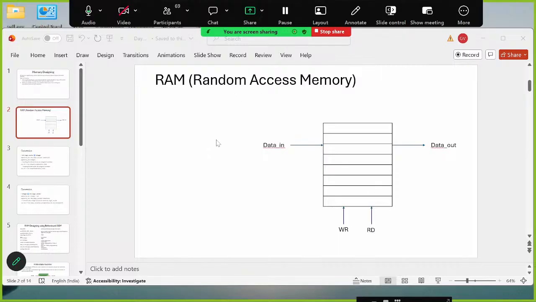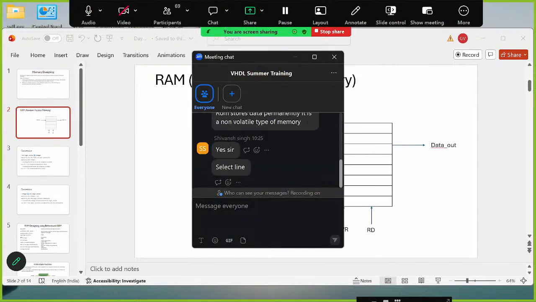Whenever we want to write the data, we'll put the data on data in, we'll activate write signal, data is written. Whenever we want to read the data, we'll activate read signal and read the data on data out. Yes. Select line. For what?